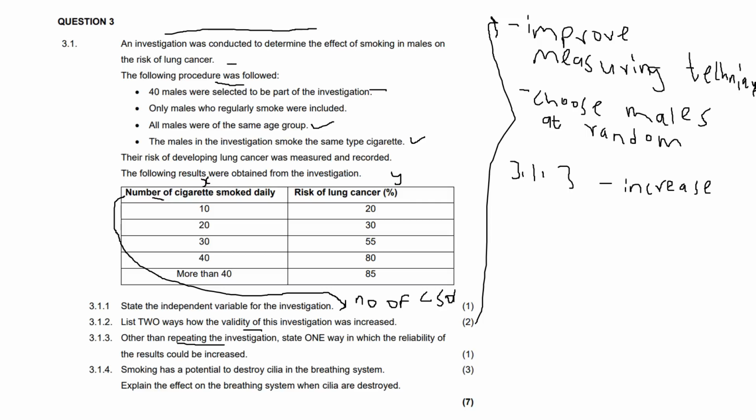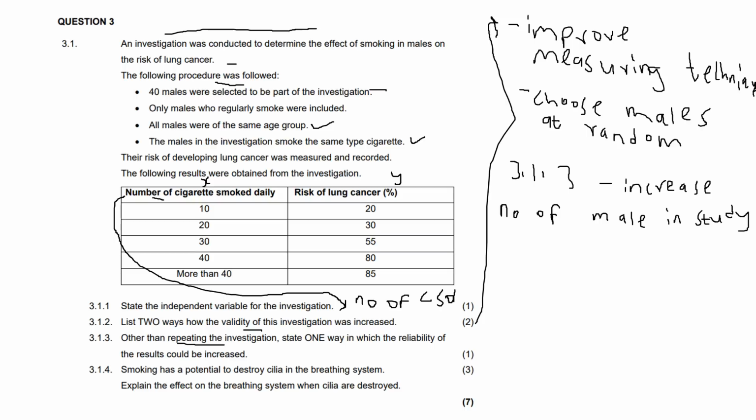So you're going to increase the number of males in the study. That will be one way to improve the reliability of the investigation. Increase the number of males in the study. If you're doing females, same thing. You increase the number of females in the study.